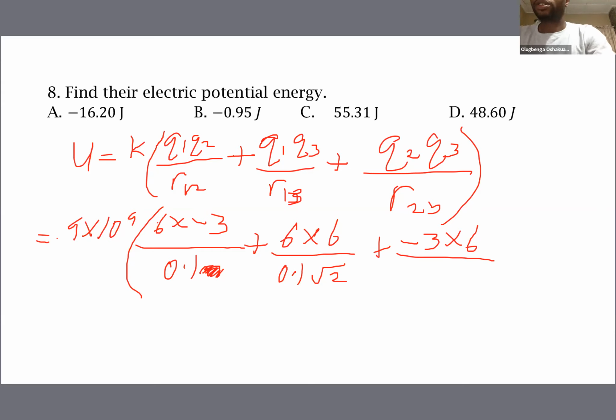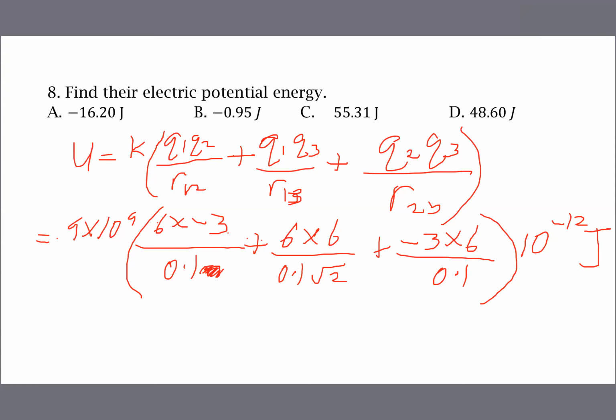while Q3 is 6. And R23 is 0.1 meter. And you will recall that the microcoulomb were ignored all through this way, so that will be coming out, it will be 10 raised to the power minus 12. A microcoulomb means micro is 10 raised to the power minus 6. 10 raised to the power minus 6 times 10 raised to the power minus 6 is 10 raised to the power minus 12. And since we are talking about potential energy, the units will be joule.